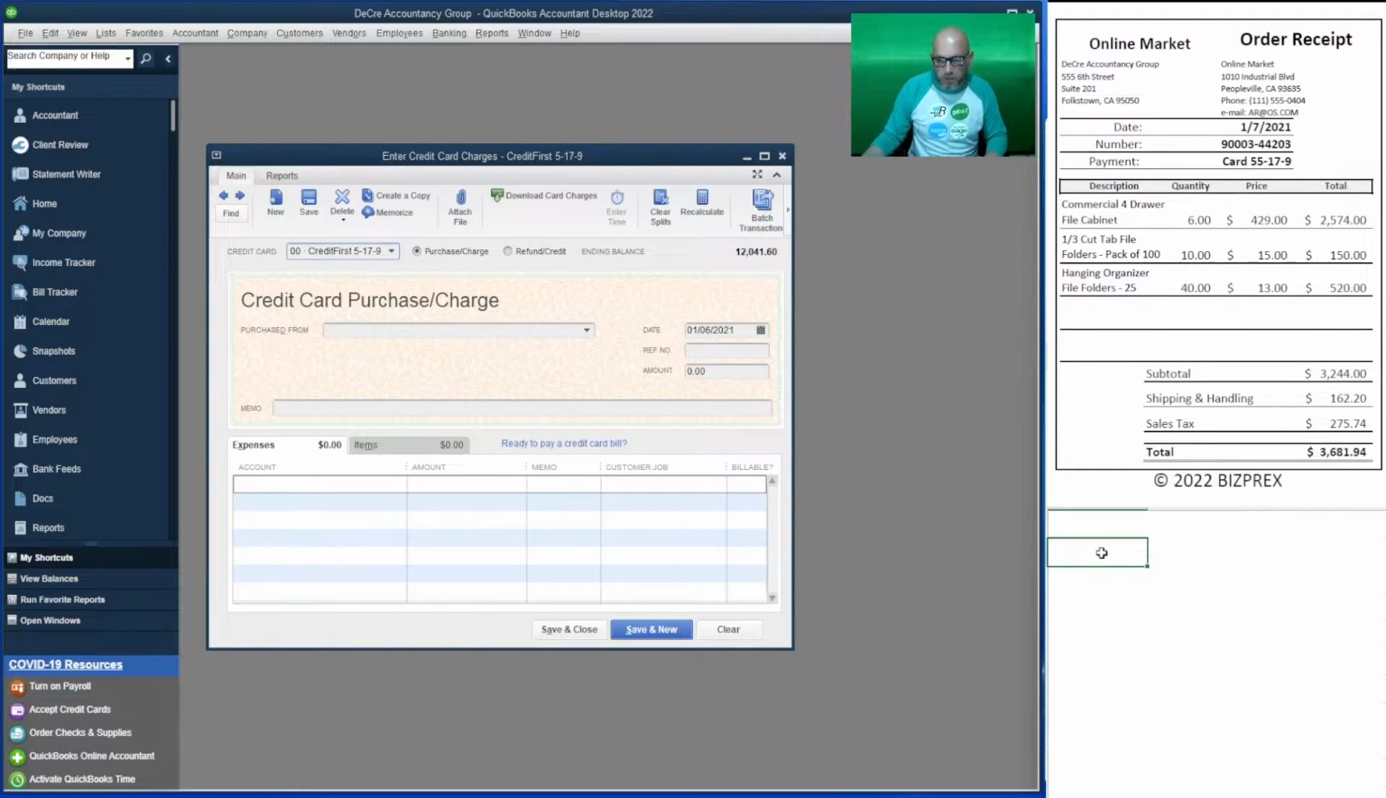Right, so what do we have? We have $2,574 that's going to go towards equipment, and then we have some supplies. All right, here it is. What do we have for shipping and handling? Here it is, 162.20 plus 275.74. Right, so we need to allocate this amount among these. Need the sum, right, to find out the percentage.